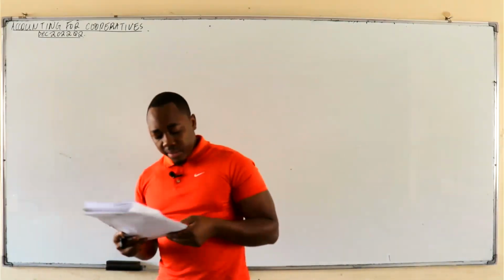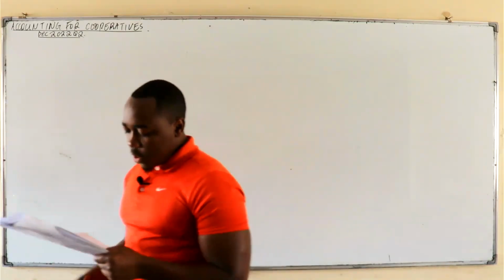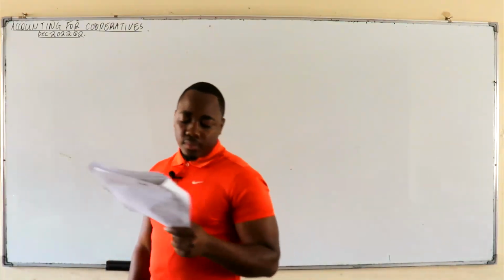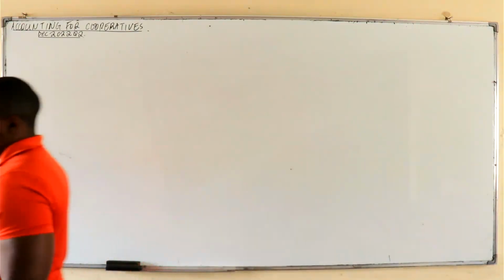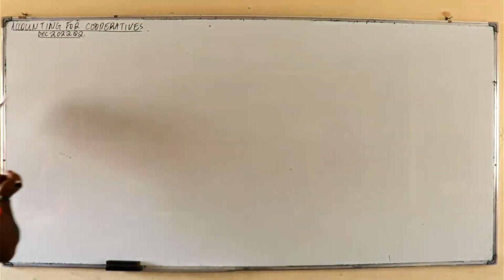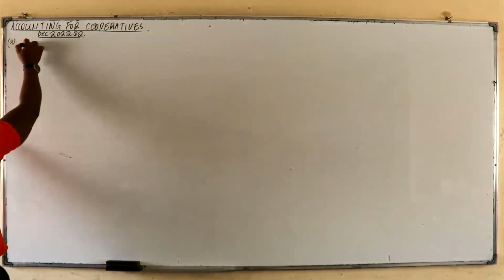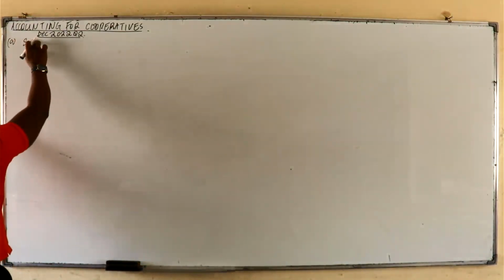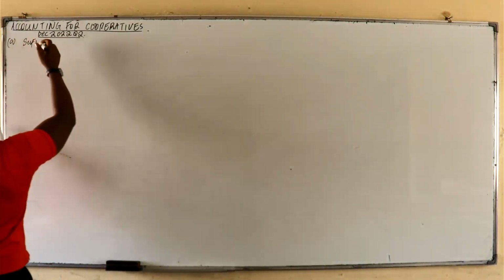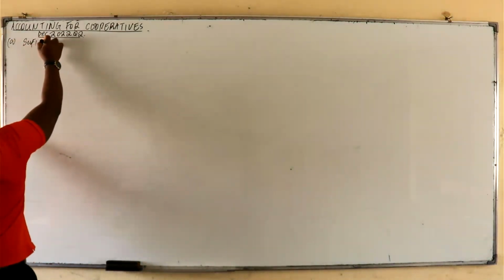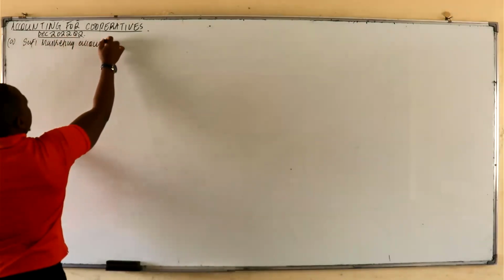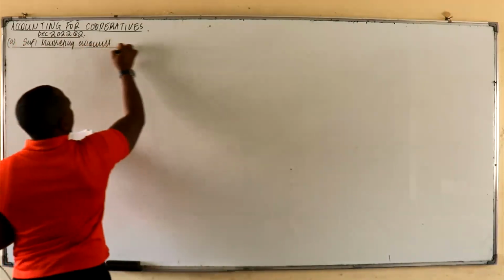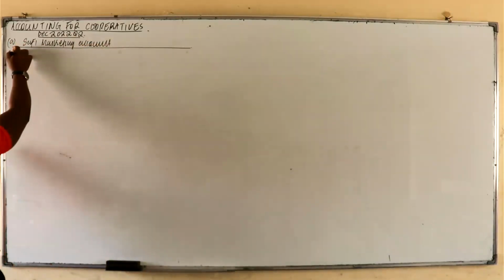A is the Safi brand marketing account showing the profit or loss. So how do we prepare that? How do we present that financial statement? So for number A, to present the Safi marketing account, we want to determine the profit or loss. So we start by recognizing the sales.